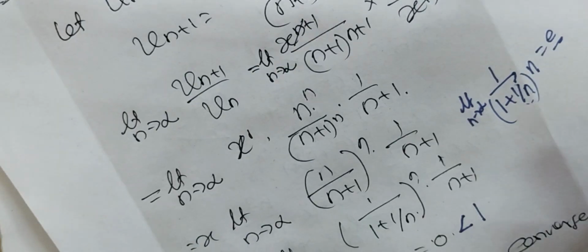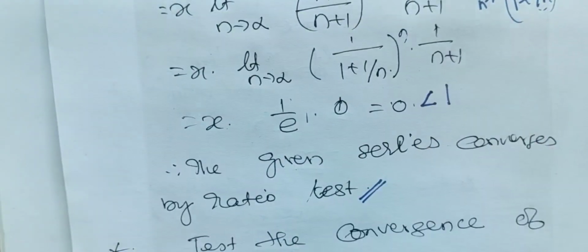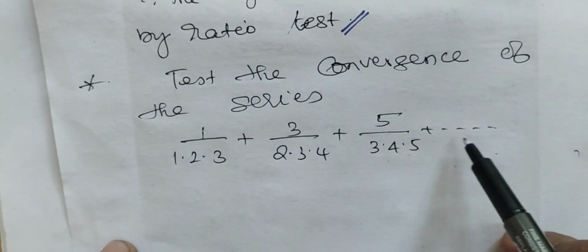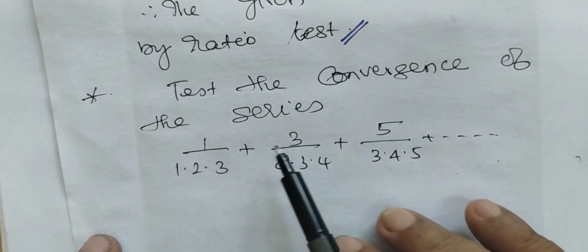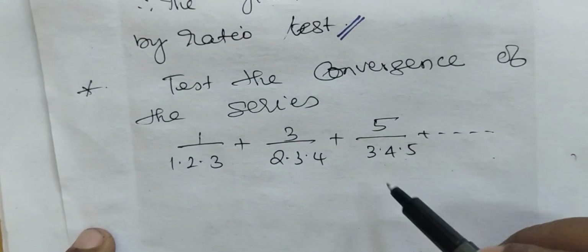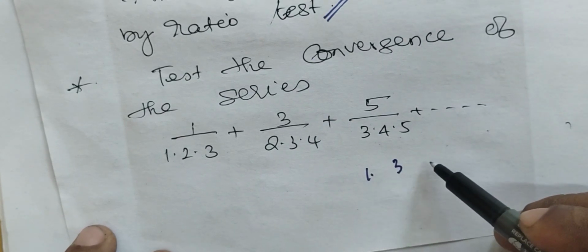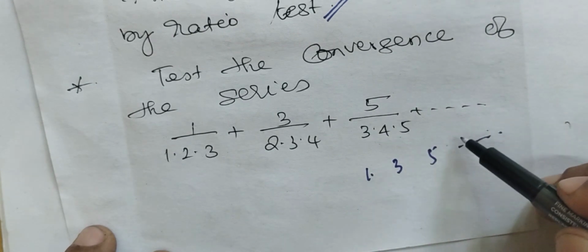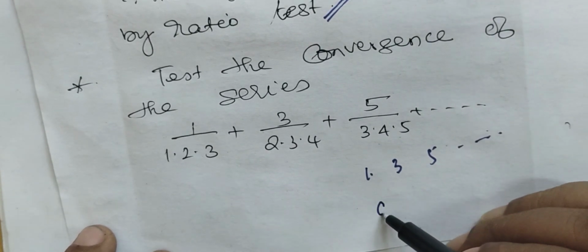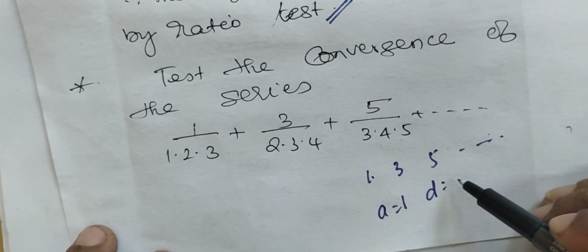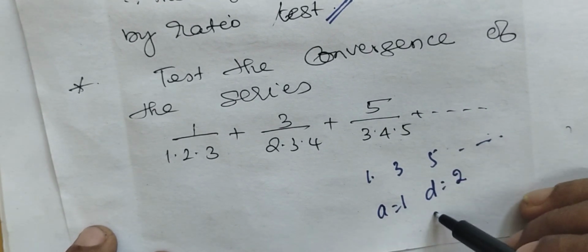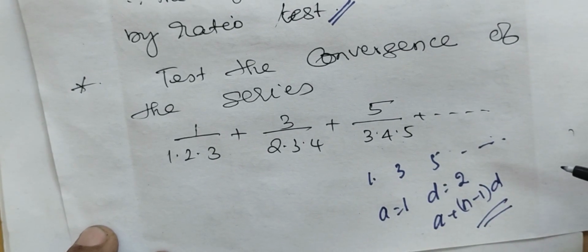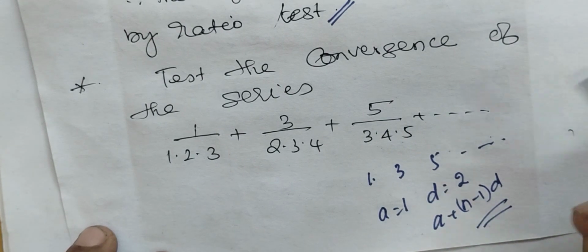So that can be calculated from the given series. The numerators are 1, 3, 5, etc. So what is 1, 3, 5? This is an AP because the common difference is 2 only. So a equal to 1, d equal to 2. Then we can apply the formula a plus n minus 1 into d. By using this trick we can find this value.